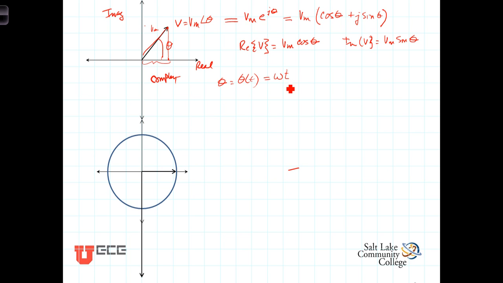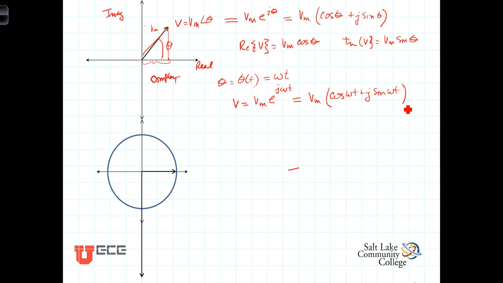So now let's rewrite our V. V then is equal to V sub m e to the j theta, but theta is equal to omega t, so it'll be e to the j omega t, which, again, using Euler's formula, can be written as V sub m times the cosine of omega t plus j sine of omega t.